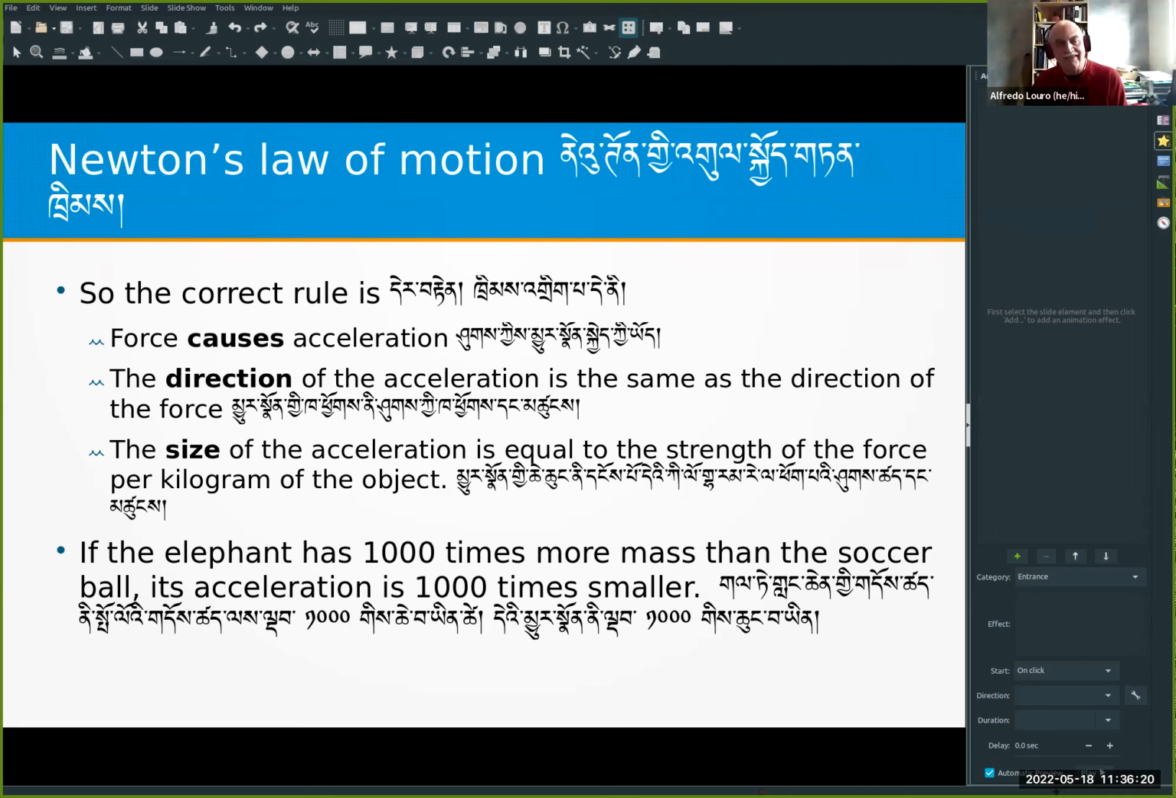So you may be wondering why I'm talking about Newton's second law. What happened to Newton's first law?